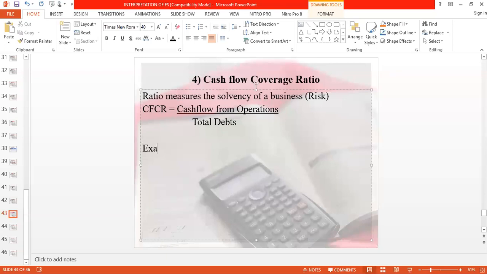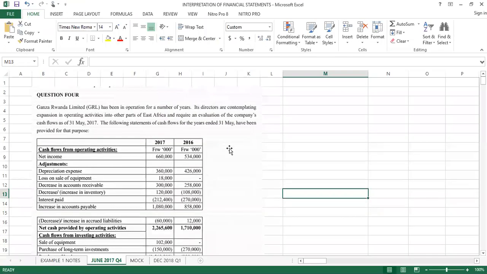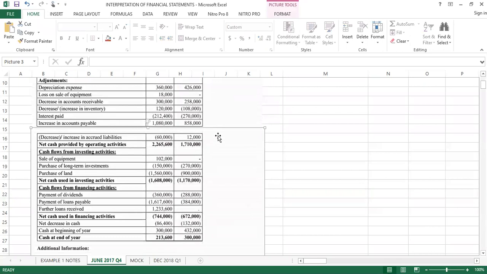So let's look at an example. June 2017. Was it question 3 or question 4? Question 4, thank you. So we can go to it. Please remember these 4 ratios. If the statement of cash flow has been given, remember those cash flow ratios. So let's go to this question.